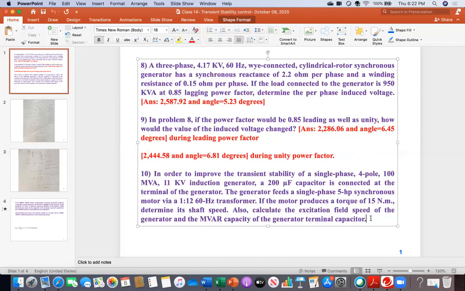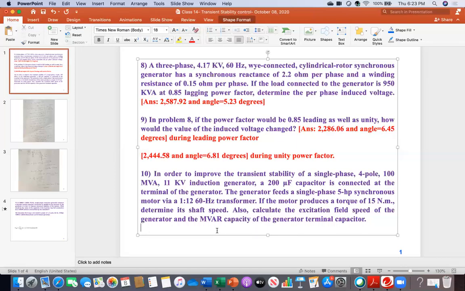For number 10, what was the question? The question is: a single phase 5 horsepower synchronous motor. If the motor produces a torque of 50 Newton meter, then determine its shaft speed. Okay.